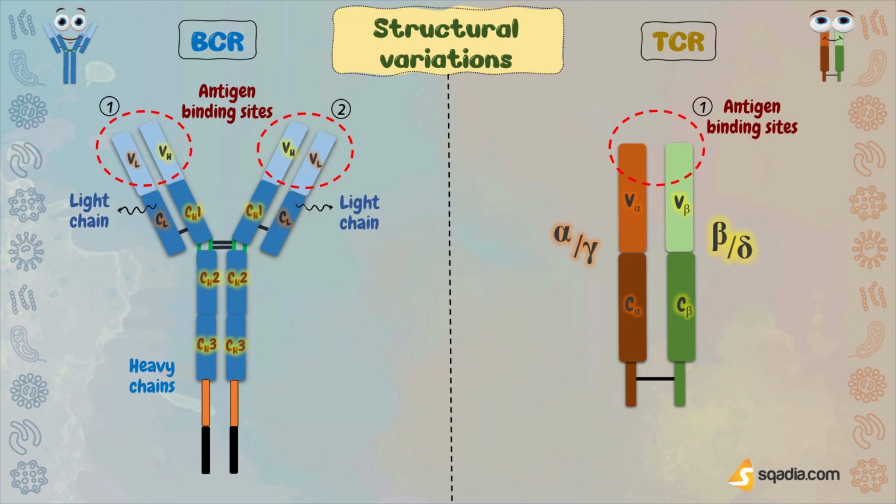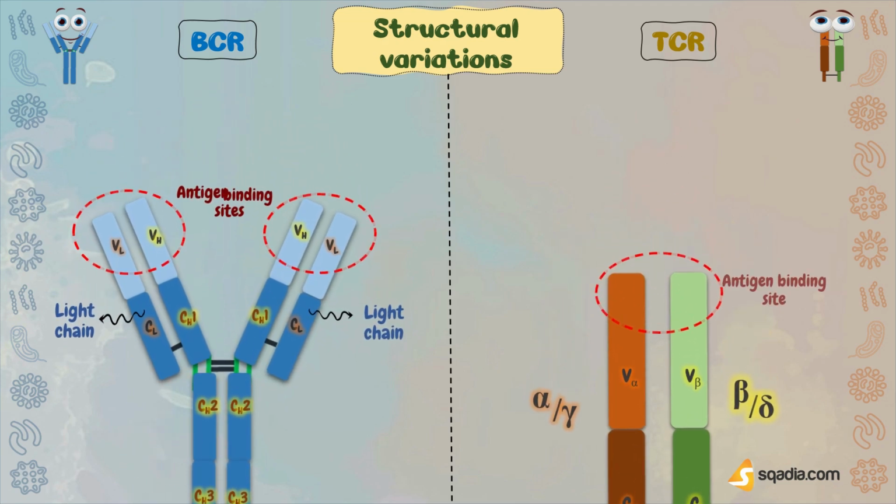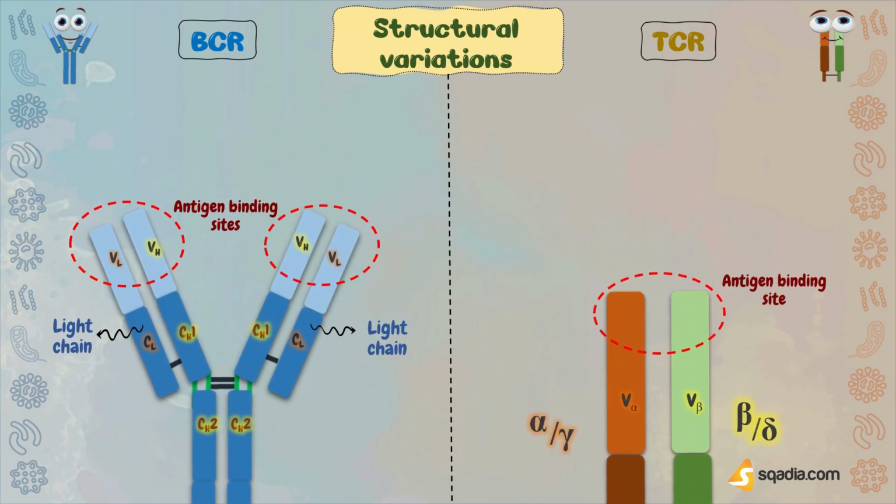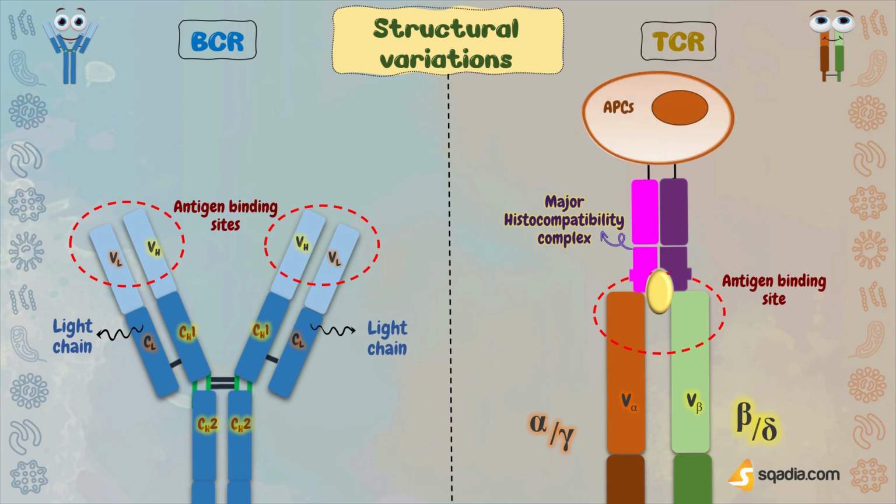Well, in TCRs, this antigen binding site recognizes and binds to the antigens that are presented by the special molecules called major histocompatibility complex, or simply MHC, found on antigen-presenting cells, or APCs. But in BCRs, there is no such requirement, as the antigen binding sites in BCRs are able to bind the compatible peptide antigens directly, without the need of any antigen MHC complex.